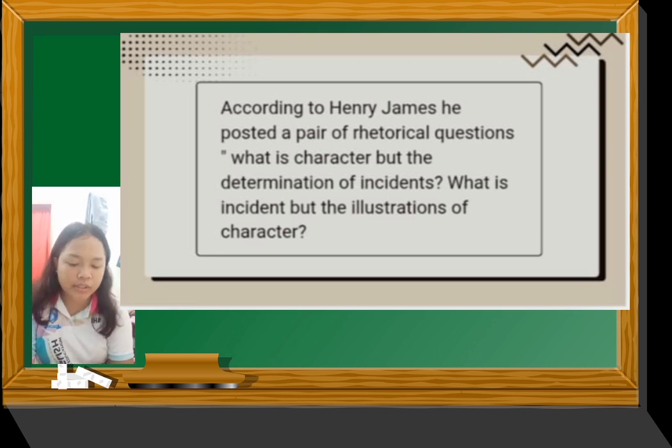So this shows that even in everyday situations, the plot or the incident and the personality or the character are deeply connected. They are not separated, but they are connected.